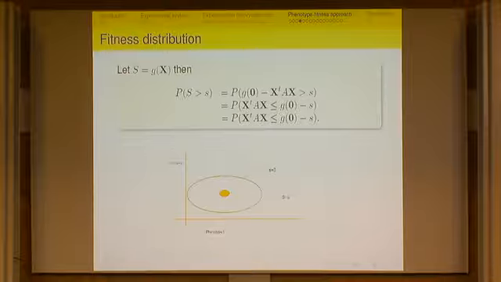And now let's assume that our phenotypes are just there at random. So the probability of being in that is basically proportional to the area of that.